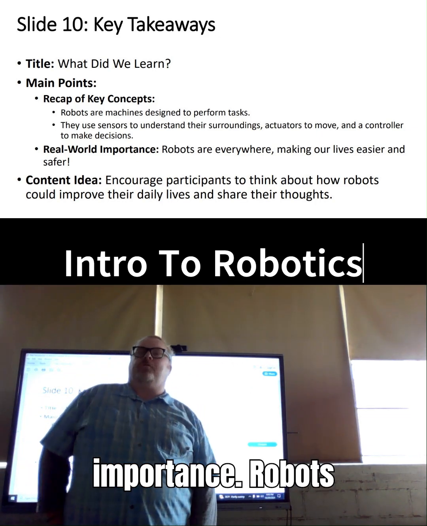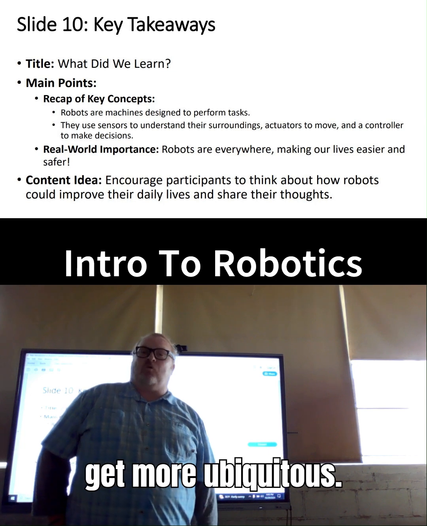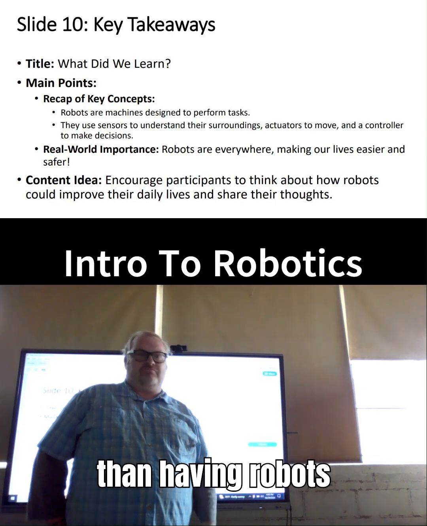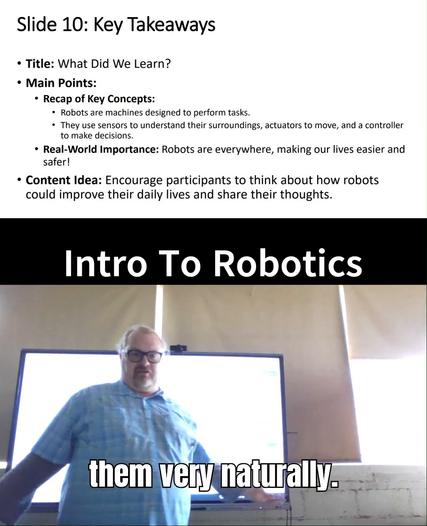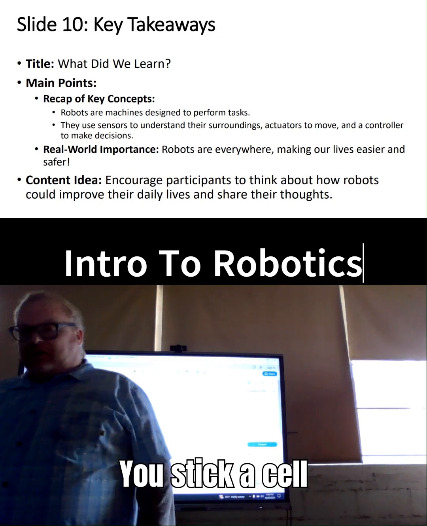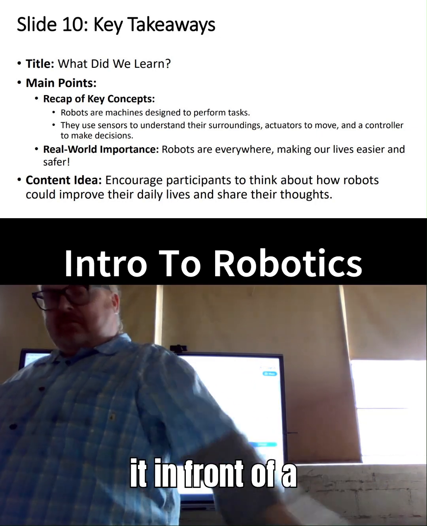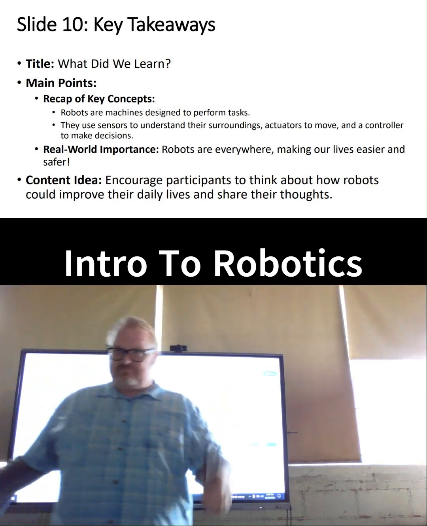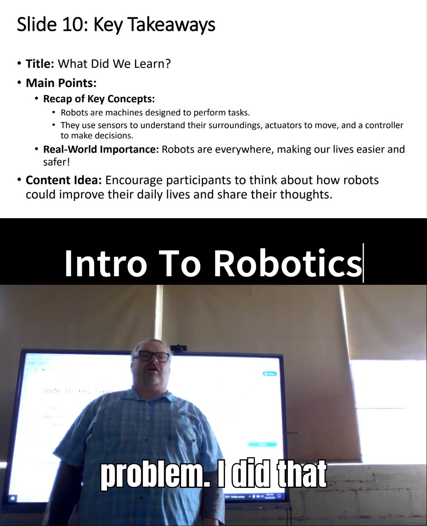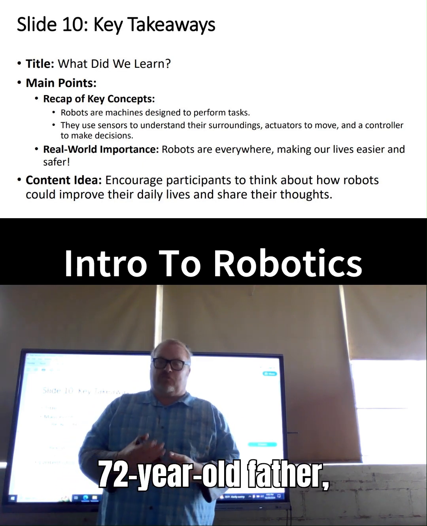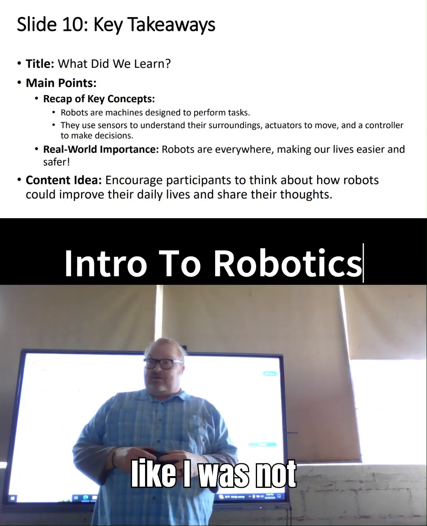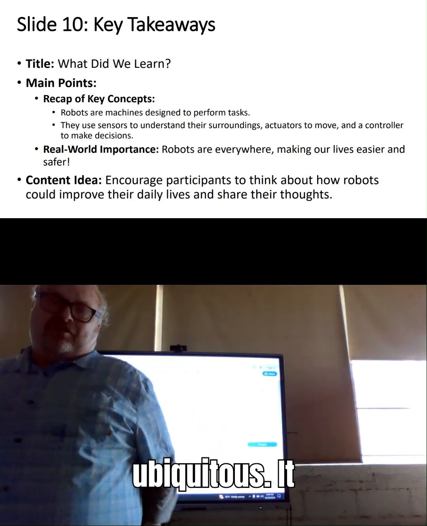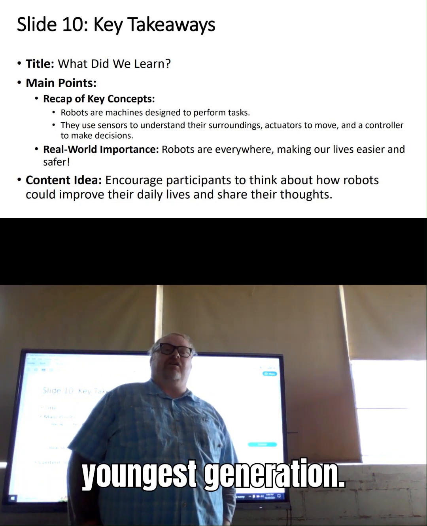Real world importance. Robots are everywhere, and they're only going to get more ubiquitous. Your kids will know no different world than having robots about and talking to them very naturally. You stick a cell phone with a robot on it in front of a 4-year-old, and I've done this, and you say, here, please talk to my robot. She talked, no problem. I did that same thing with my 72-year-old father, and he looked at me like I was not understanding me anyway. So that's why it's important. It's going to be ubiquitous. It already is for the youngest generation.